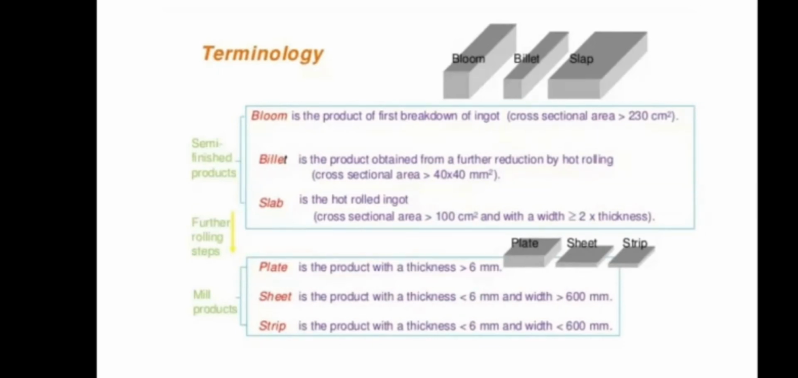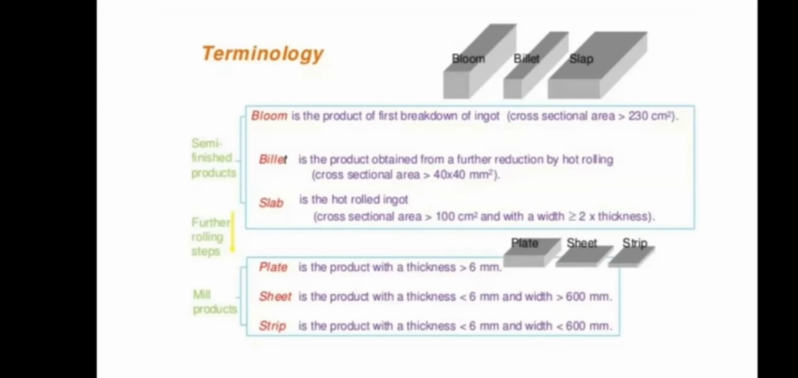Bloom is the product of first breakdown of ingot. Cross sectional area is more than 230 centimeter square. Okay, it is having larger cross sectional area. Whatever the cast product will be there, the casting component is reformed into bloom shape first. Then bloom will be passed in between the rollers, okay, for further reducing into billet. Okay, so it is raw material. Billet also is raw material only.